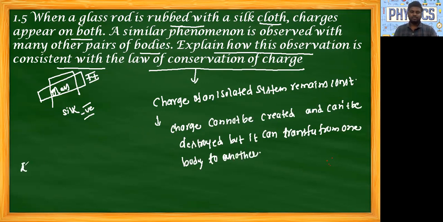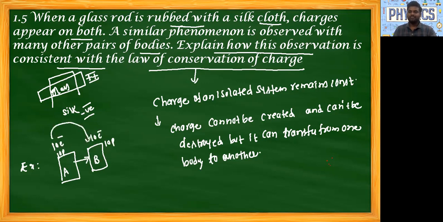Now we'll see an example of how it works. Let us take this is our A body and this is B body. Initially, these two bodies are neutral, that is, here 10 electrons and 10 protons, and here 10 electrons and 10 protons. While rubbing these two bodies, what happened? The electrons go to the B body. When the electrons go there, we get an excess of electrons, that is 10 electrons. This one is neutral already.